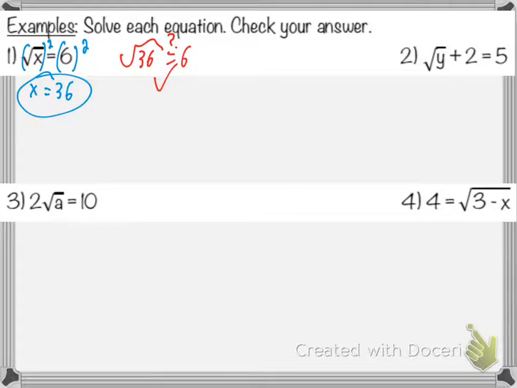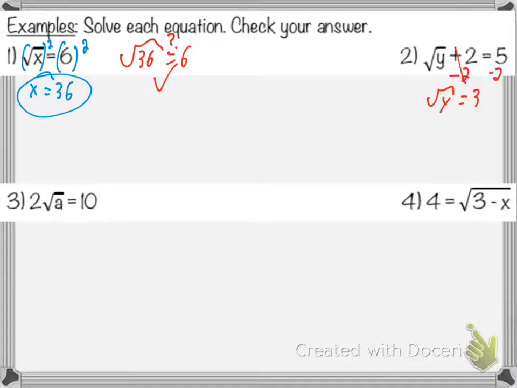On number 2 here, we'll walk through our 3 steps again. Number 1, isolate the radical. The radical is not completely by itself because it's still being added with 2 on this side of the equation. So we need to first isolate it by subtracting 2. So we end up getting the square root of y is equal to 3.